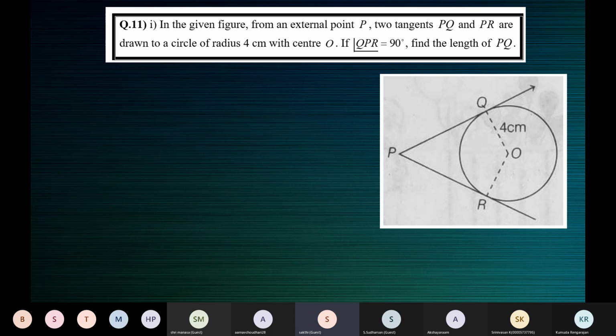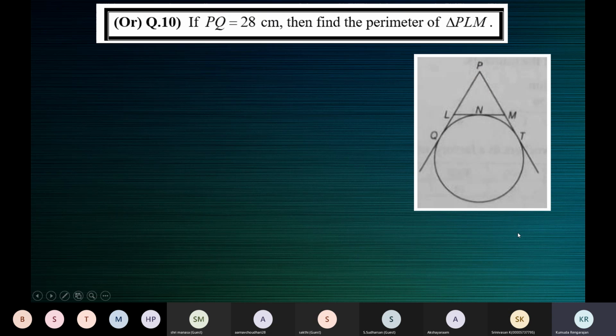Ma'am, 4 centimeters. How? Ma'am, as they are given that QPR is 90 degrees. Okay. The figure given does not justify the information in the question. One second, children. I'll just put you with another question. I just have to answer something. Children, please try this question. You have all this in your classwork. Just do a rough work and share the answer with me. One second. I'll just get back.